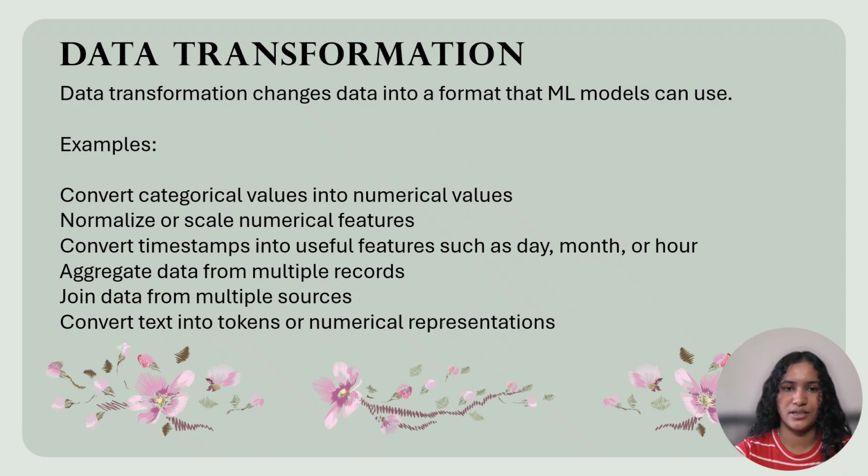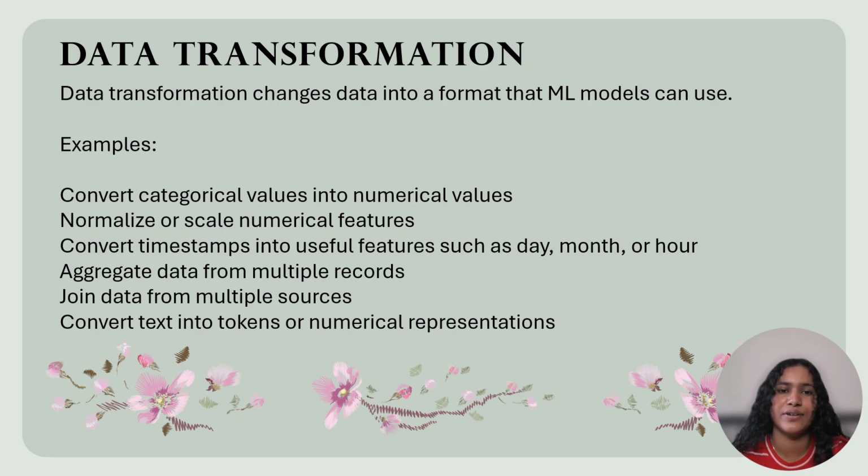Data transformation can also extract useful information from timestamps. Instead of using raw date and time values, we can create separate features such as the day, month, year, or hour, which may provide meaningful patterns for the model. Another example is data aggregation. This involves combining information from multiple records to create summaries, such as calculating the total sales for the month or an average temperature for a week.